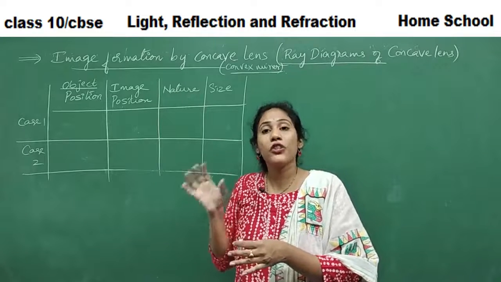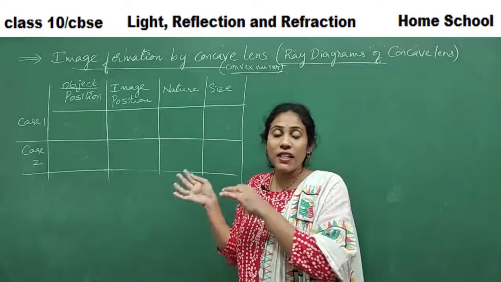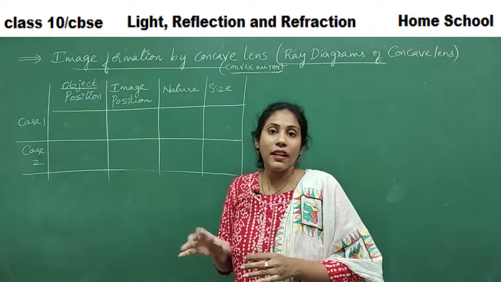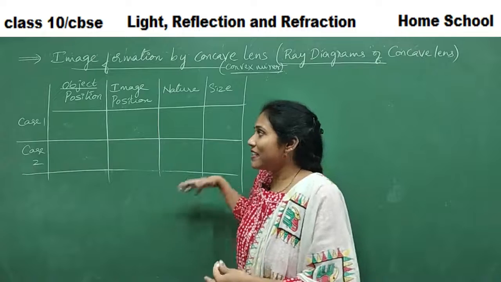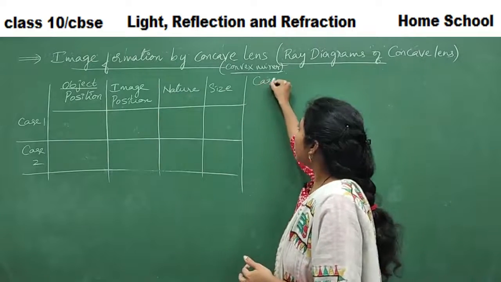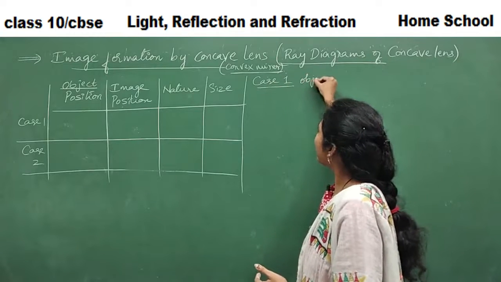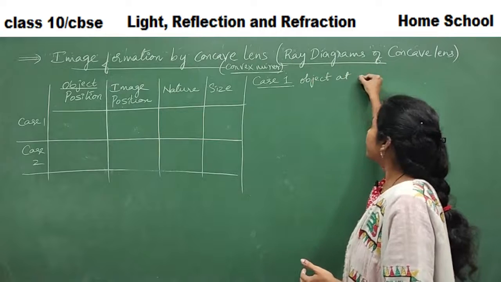You got a virtual image, and it was between the focus and pole, isn't it? Similarly, let us see what the two cases are here. Let me draw the ray diagram of case 1. Here also I am keeping the object at infinity.